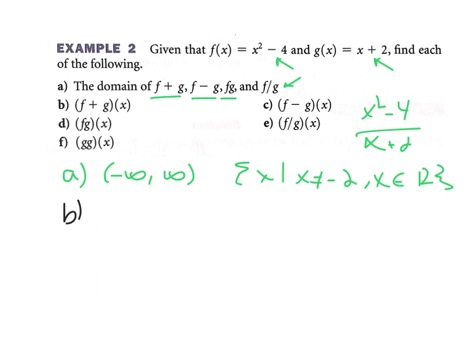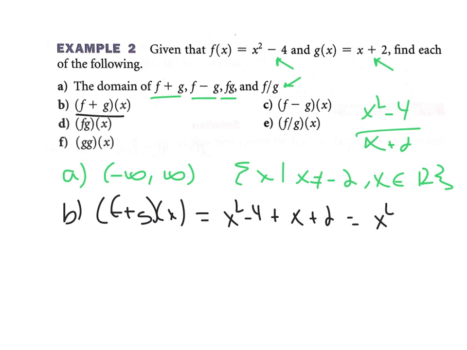Part B just says do f plus g of x. So if I'm going to do f plus g of x, I'm just going to add the two functions together. So I'd get x squared minus 4 plus x plus 2, which is going to give me x squared plus x minus 2. And that's all there is to it.